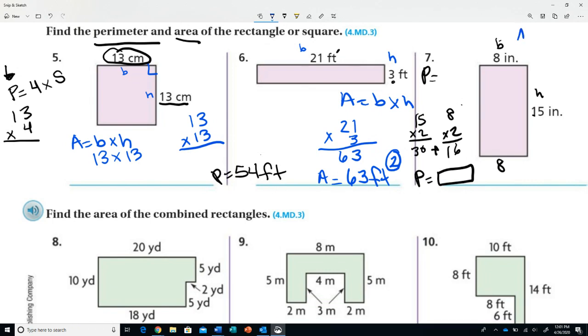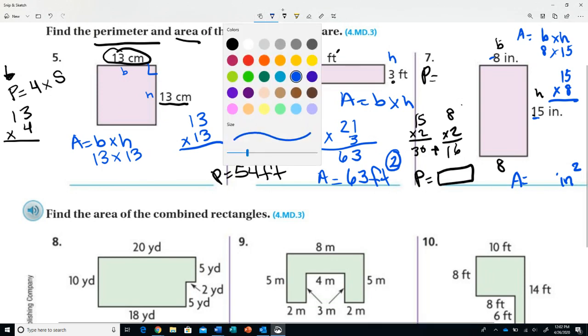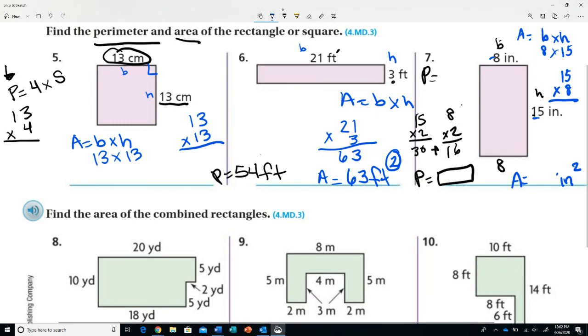So area is base times height. So I'm going to take my 8 and my 15, and I'm simply going to multiply them. And my area will be 15 times 8. And whatever that answer is, please remember that it will be in inches squared. That's really, really important for area. Your perimeter is in feet. It is basically the fence to the grass that area is. So if I have a grassy yard, the grass is my area, and the fence around that area would be the perimeter.